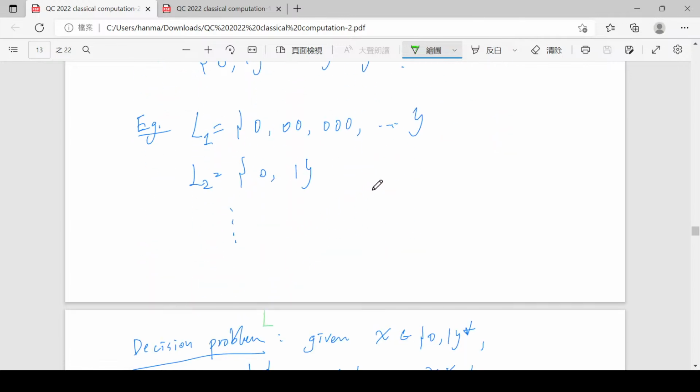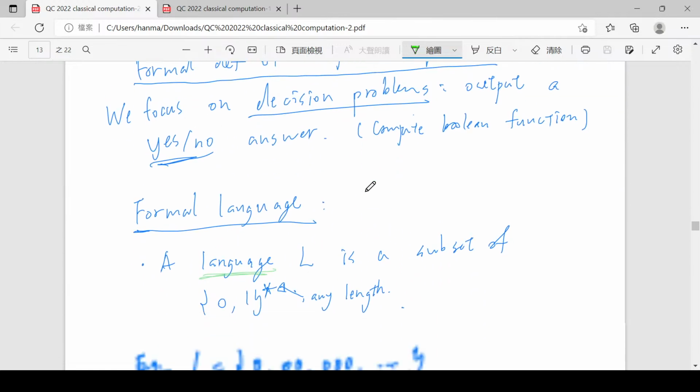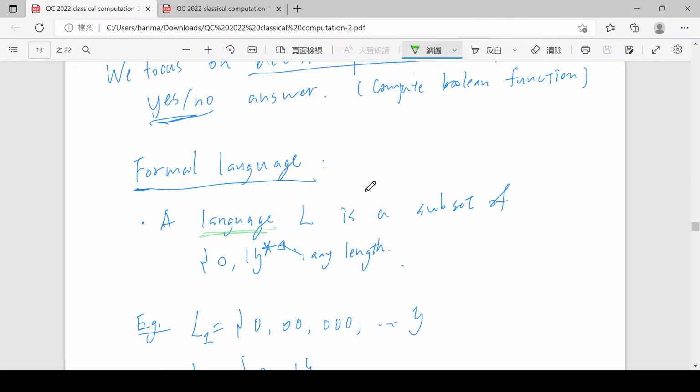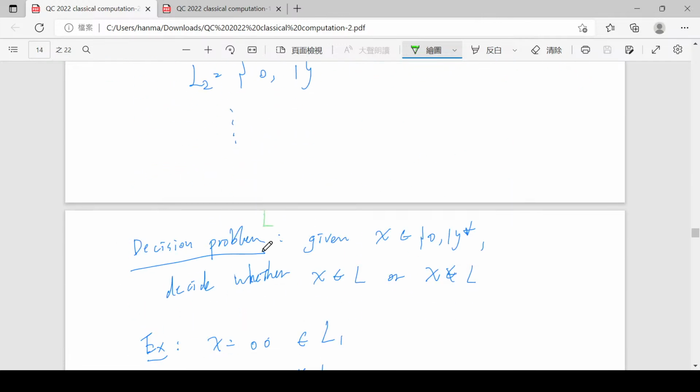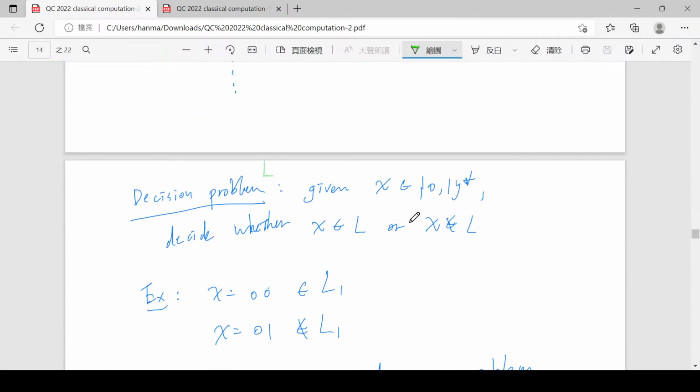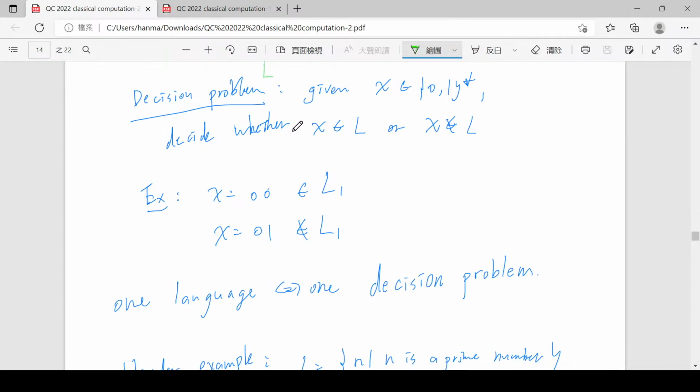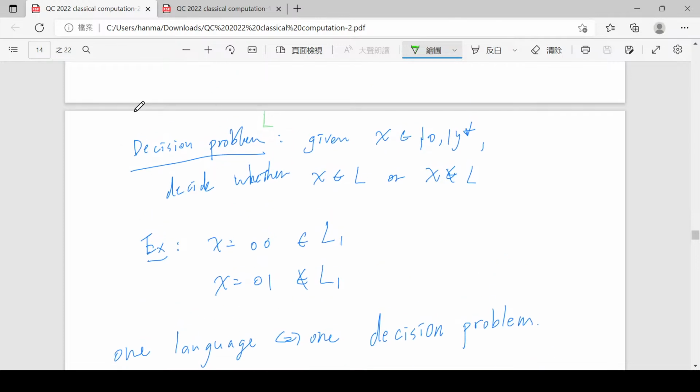Okay. And as we said, the language really corresponds to a Boolean function or a decision problem. That is, you are given an input, you want to compute 0 or 1, and the output is 1 if your input is inside this language, and the output is 0 if your input is not inside the language. So that's a very obvious correspondence. You get a decision problem or a Boolean function.